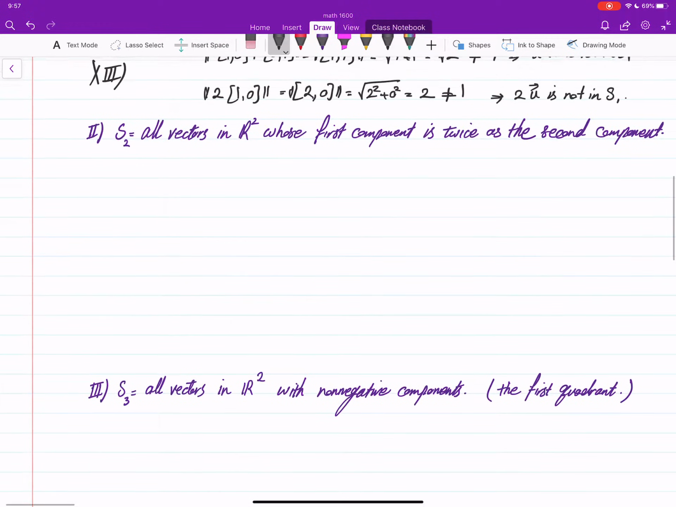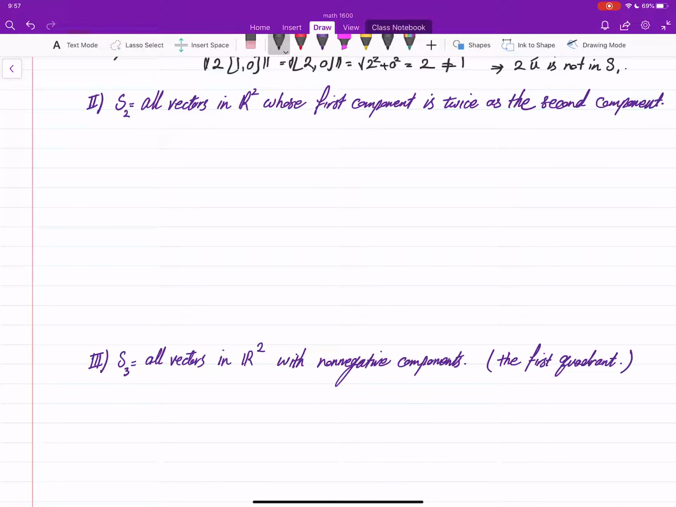Okay, how about this one? So we are trying to see what kind of vectors these are: all vectors (x, y) in R2 whose first component, x, is twice the second component. Very nice. For example, this has something like (2, 1), or something like (4, 2), as you can see. So we have to check all the conditions.